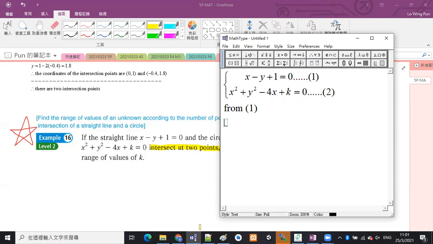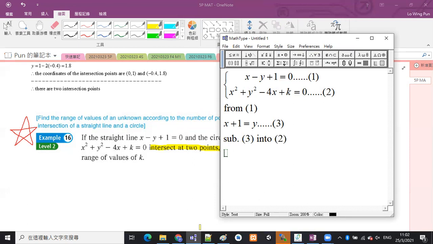And changing the subject to y. So make y the subject. So x plus 1 equals y, right? Okay. If I make y the subject, then every term is positive. That is better. If I make x the subject, then some terms are negative. That is not better. Okay. And I label this to be equation 3. And then just substitute equation 3 into equation 2.